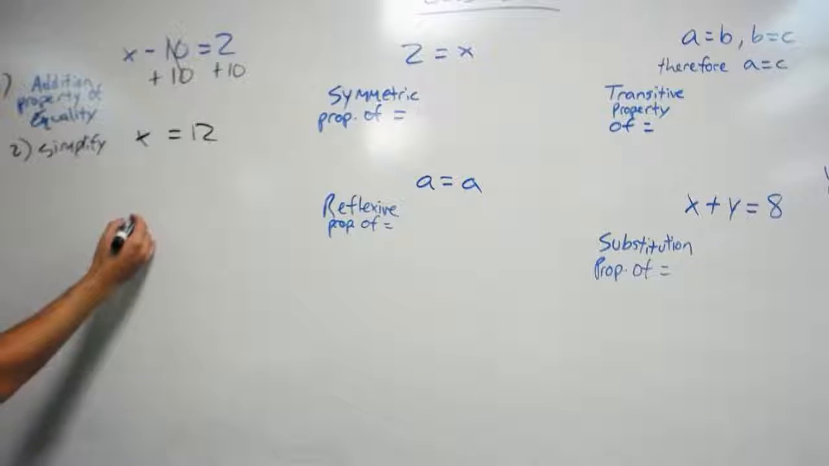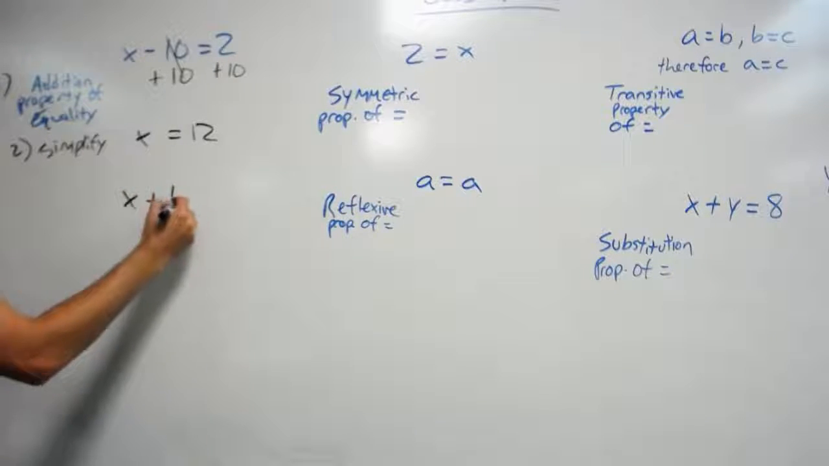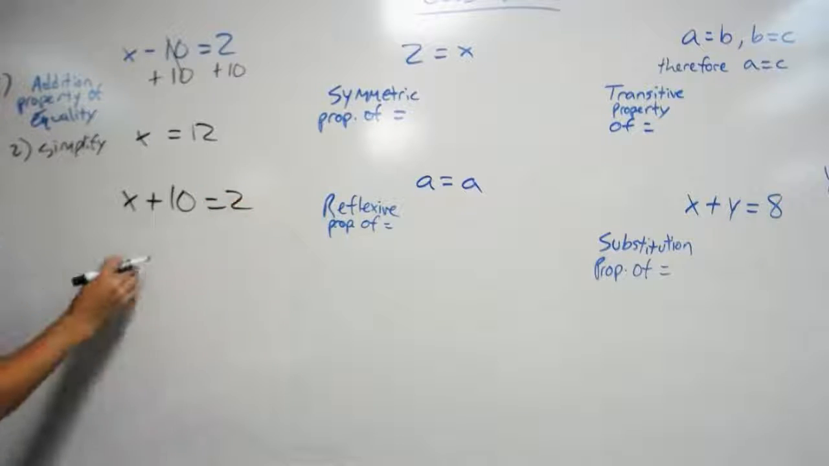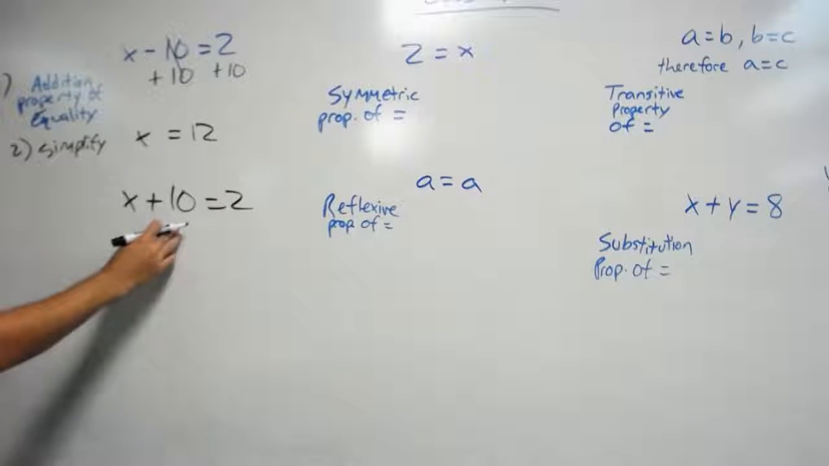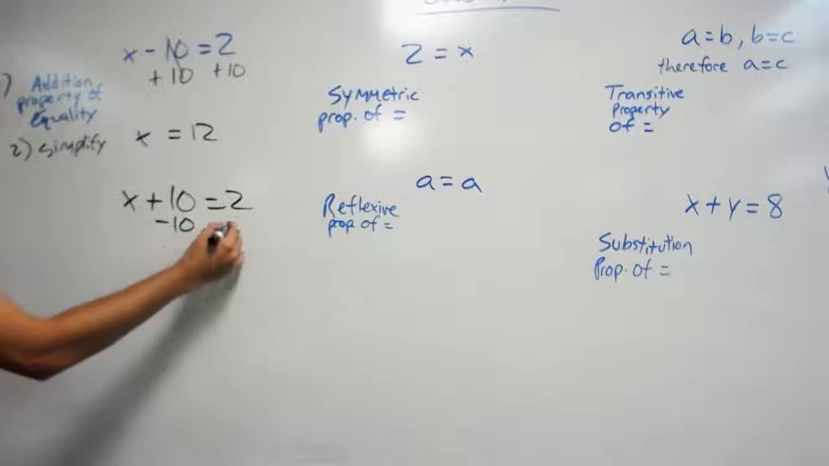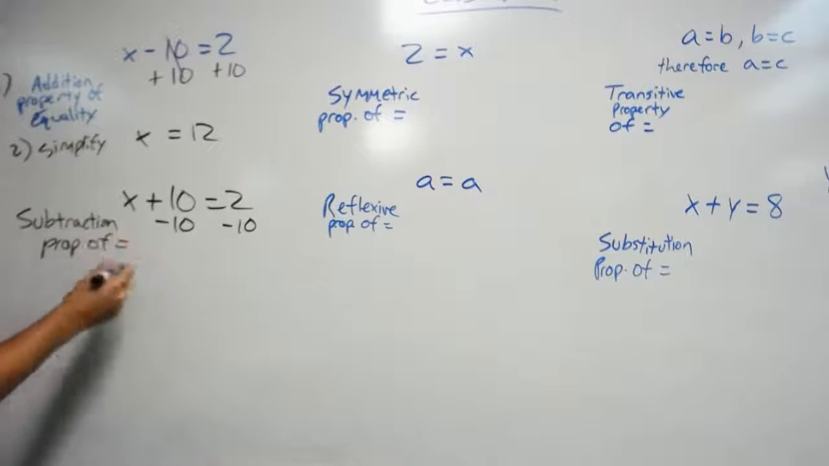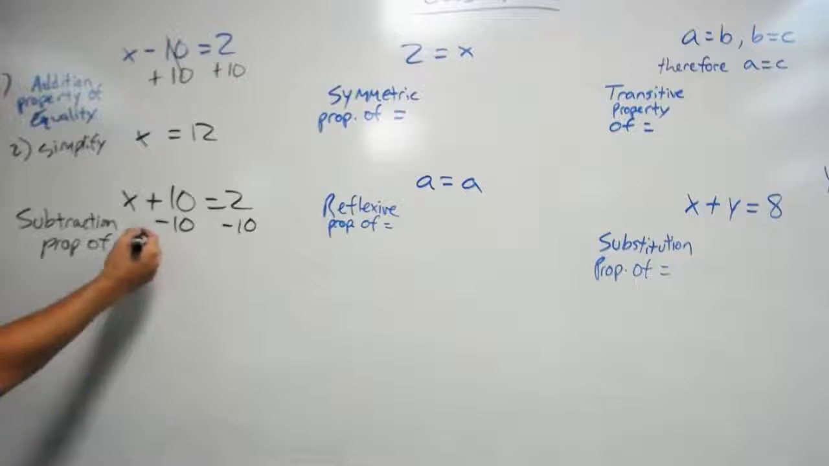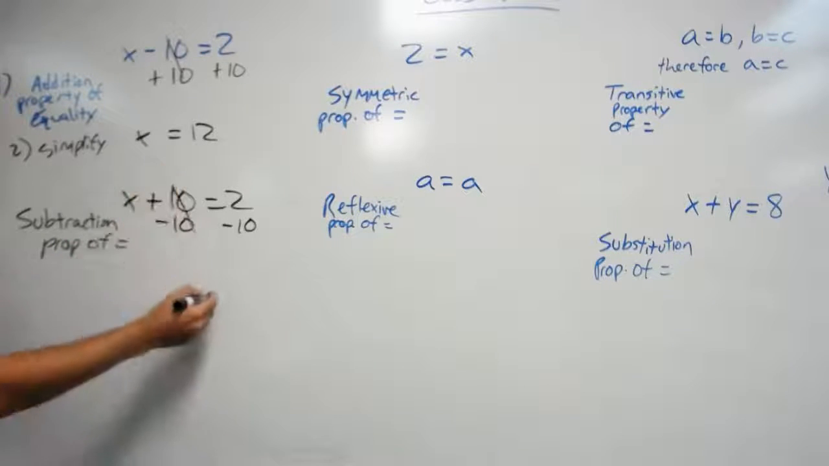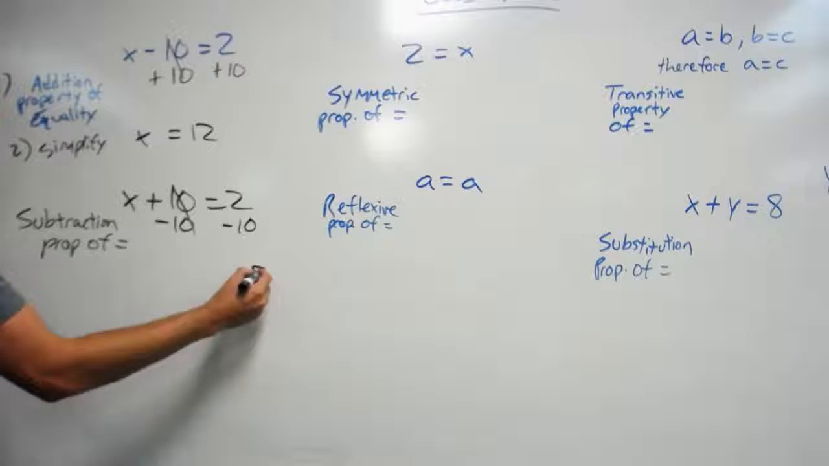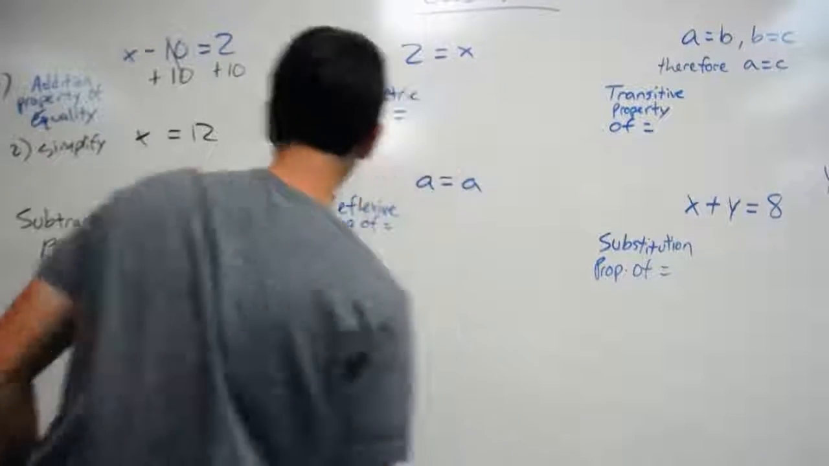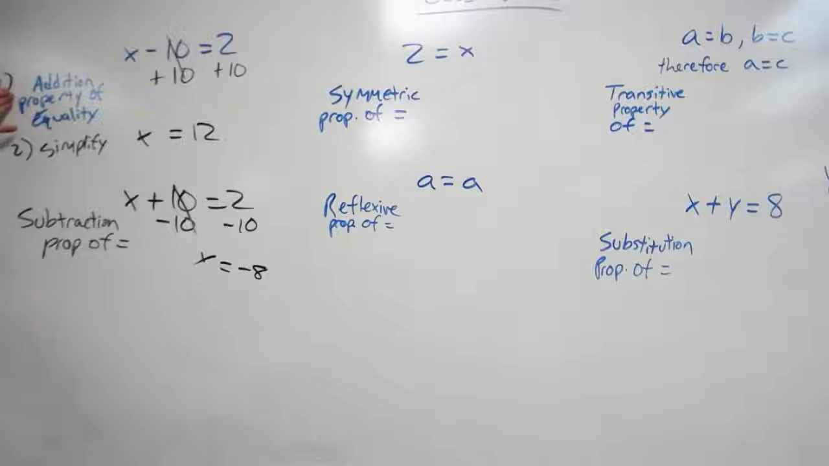What if we had x plus 10 equals 2? Well, here we would have to subtract 10 from both sides. That is known as the subtraction property of equality. Same thing as addition, and then from there you simplify. Subtract, so negative 8 would equal x. So we have addition property of equality, subtraction property of equality.